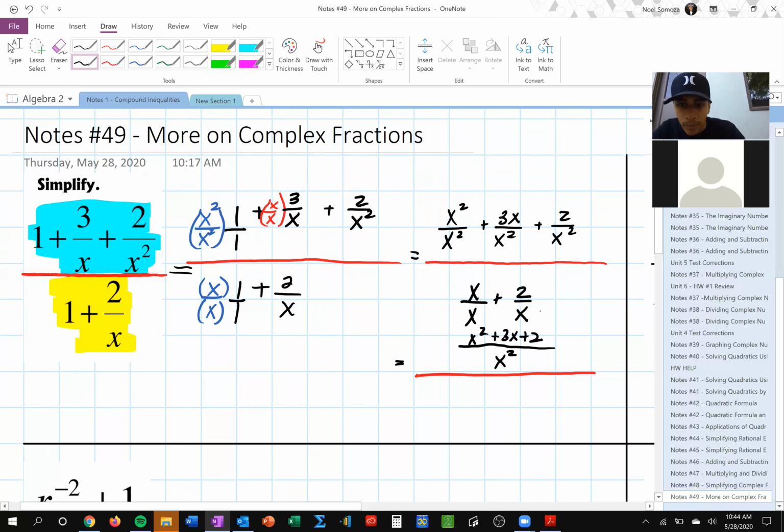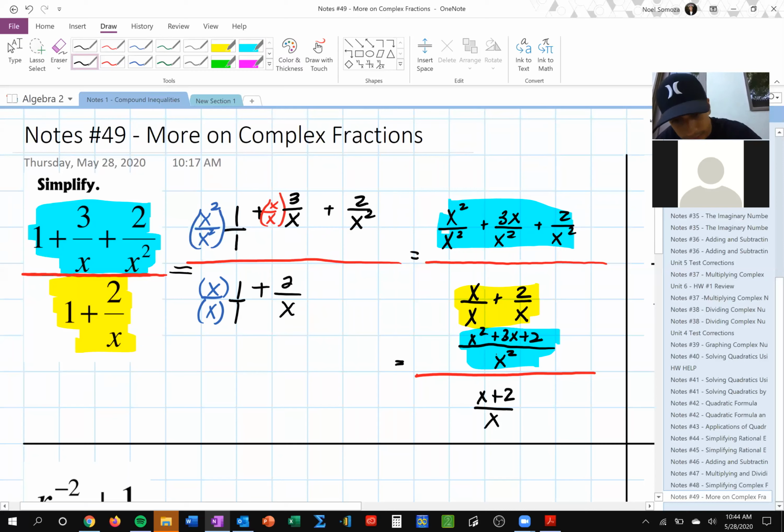Now, this is just my blue part. Let me highlight it so that we keep track of where everything is. This just got condensed to be written this way. And then in my denominator, this x plus 2 over x, we can write it as x plus 2 over x now. Okay?